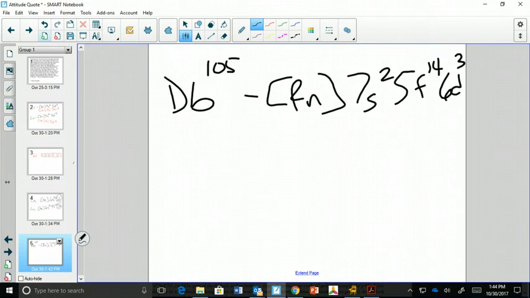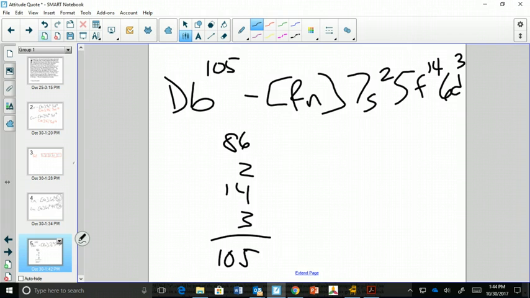6d3. And remember, friends, you can always add up the numbers. So what's radon's atomic number? 86 plus 2 plus 14 plus 3. You add that together, you get 105, which again is this number. That's always the way you can check your work. That's how you always write the ones that have the f.